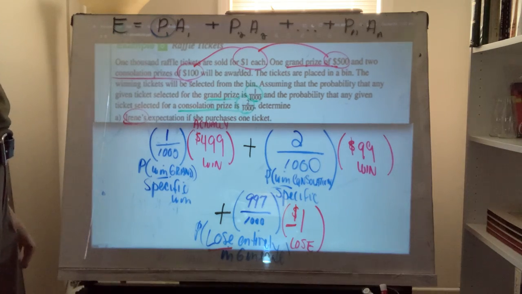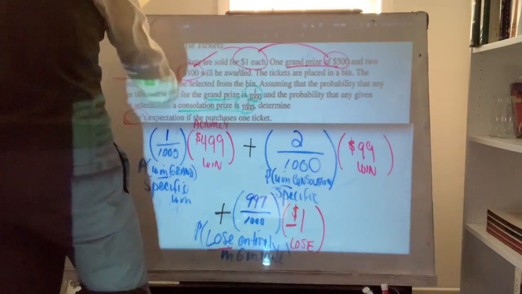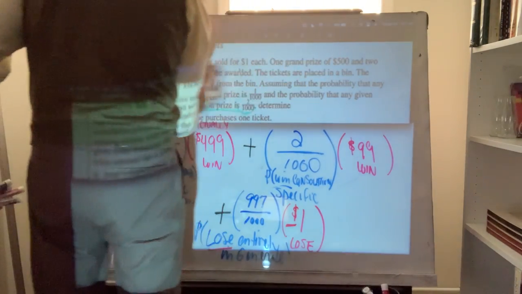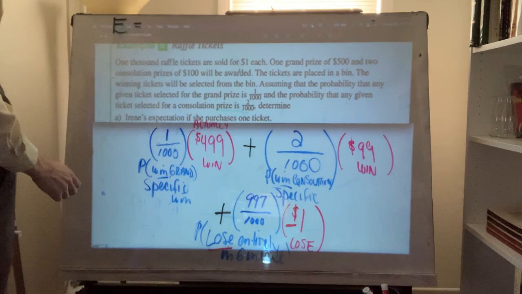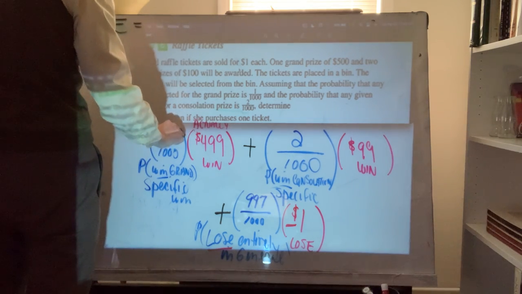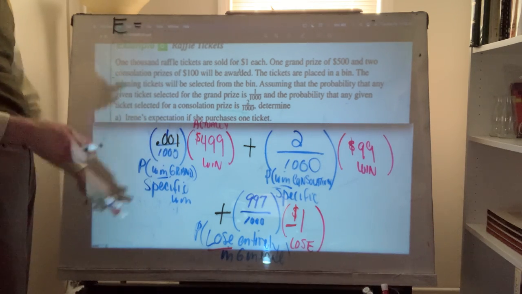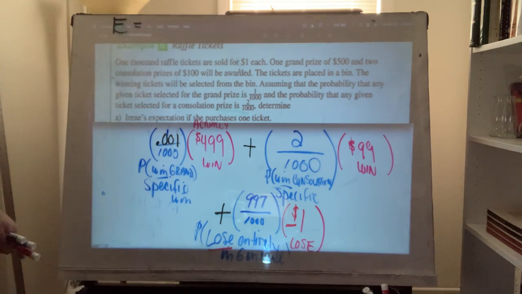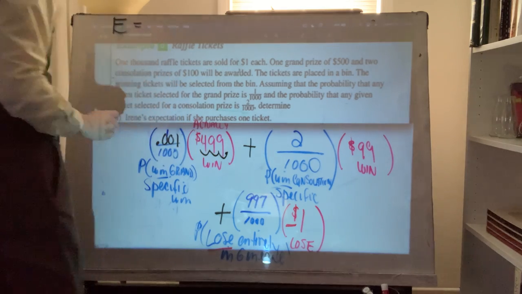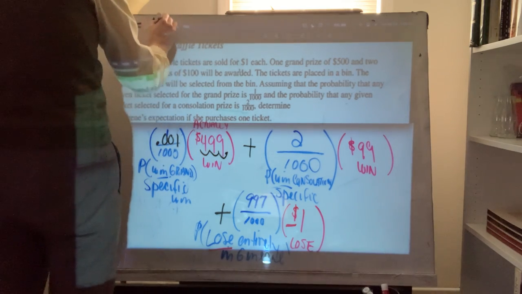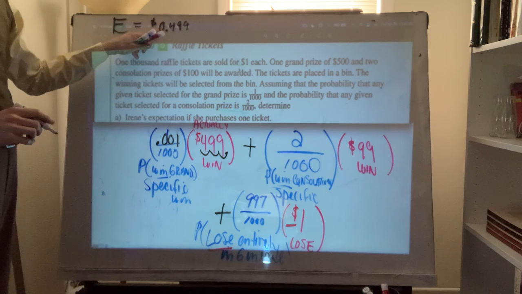If you figure out the arithmetic here, I'll put it up here just because I need the space. This first term, 1 out of 1,000, is 0.001 times that, essentially, because that's tenths place, hundredths place, thousandths place, times 499. The effect of that would be moving a decimal 3 spaces to the left, so 1, 2, 3. And that would be 0.499, and that is a positive.